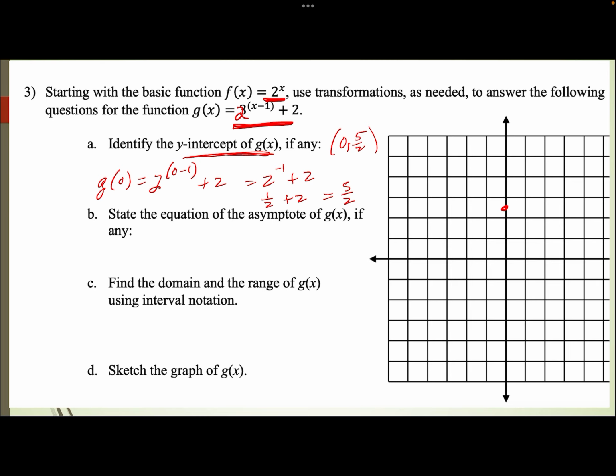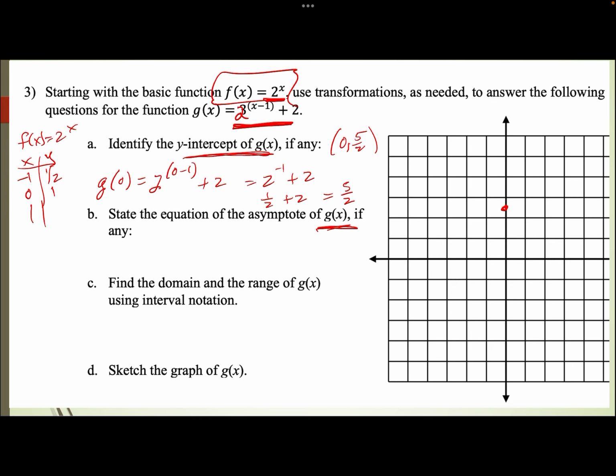Equation of the asymptote. Well, let's graph this one first so we can see where this one moves to. So if you remember how to graph this one, we only need 3 points. So we're going to do f of x equals 2 to the x. And remember our 3 points, -1, 0, 1. So 2 to the negative 1 is 1/2.